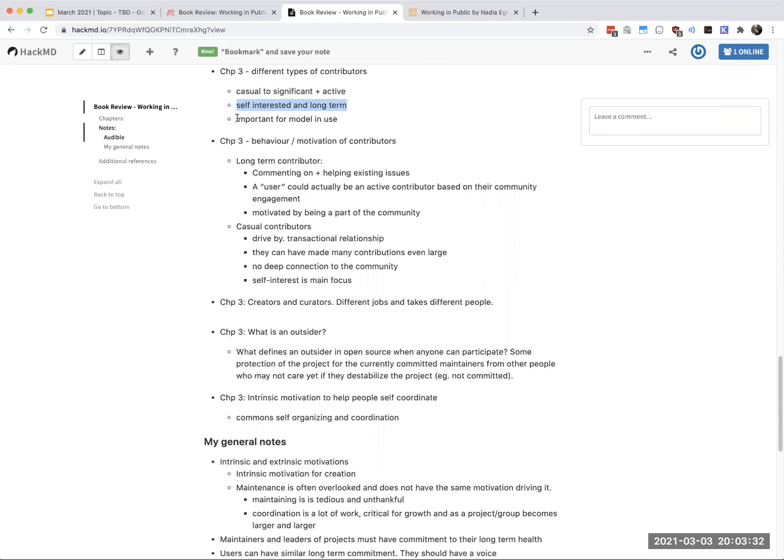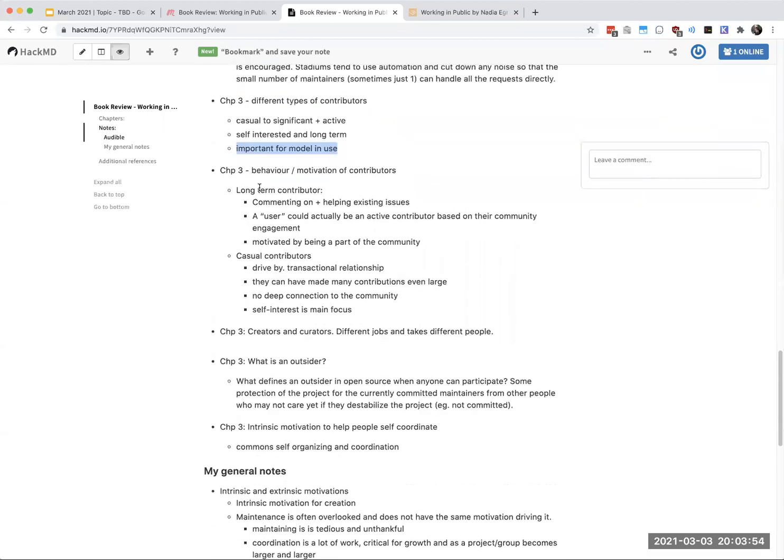So is it self-interested and short-term views? I need this now, and I don't really care about the project. And this is important in relation to the model that's used also. So knowing this information about the contributor base and the model that's being used, that was something that I was noting.